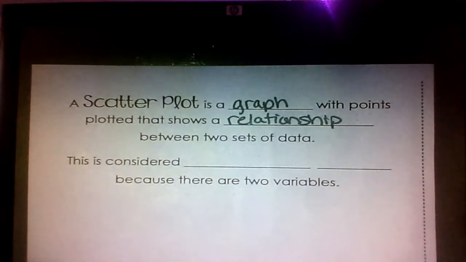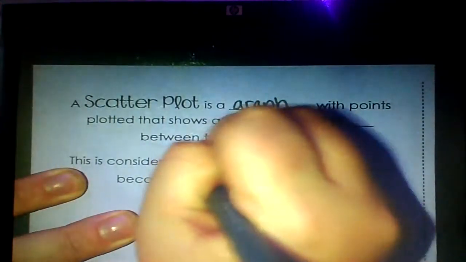Okay, so last week when we talked about this, we talked about the more time that you spend studying, your grade should increase. We talked about the more you drive your car, the amount of gas that's in your car should go down. That is a relationship between two sets of data. So that creates what we call a scatter plot. This is considered bivariable data.